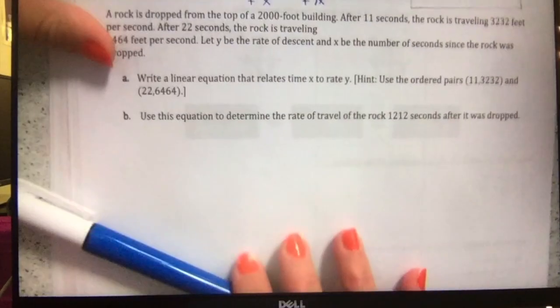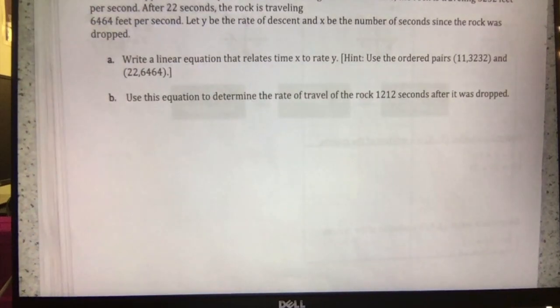It says a rock is dropped from the top of a 2,000-foot building. After 11 seconds, the rock is traveling 3,232 feet per second. And after 22 seconds, the rock is traveling 6,464 feet per second. Let y be the rate of descent, and let x be the number of seconds since the rock was dropped. Write a linear equation that relates time x to rate y.